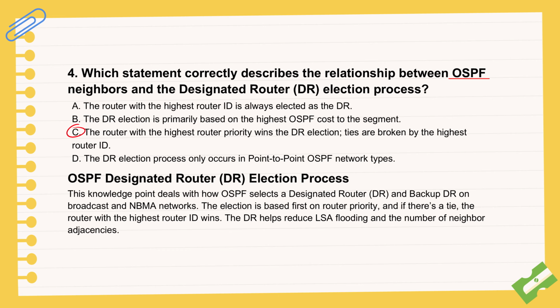N-squared problem. Totally unscalable. So the DR and the backup DR, the BDR, act as central points. Everyone talks to the DR and BDR. They manage the adjacencies. They handle flooding the updates, the LSAs. Much less chatter, much more stable.